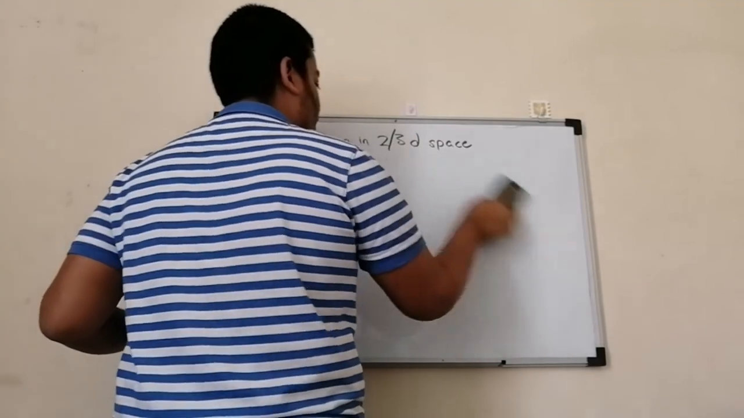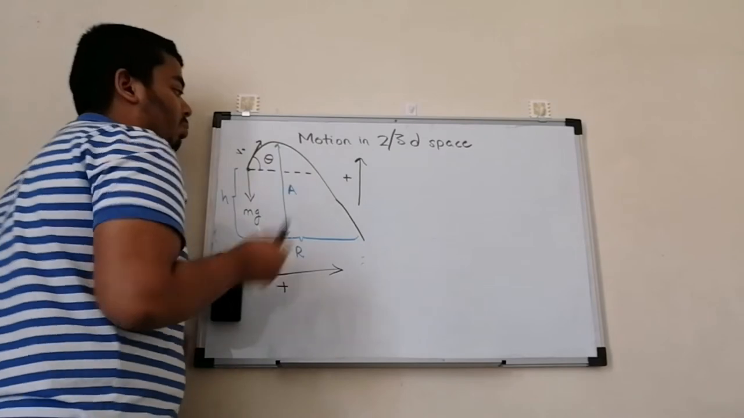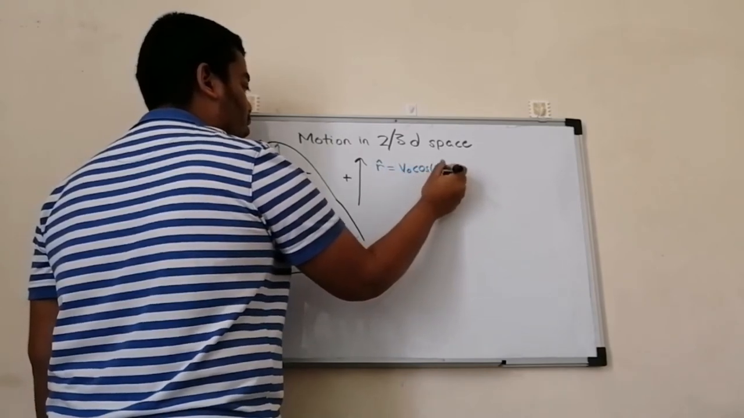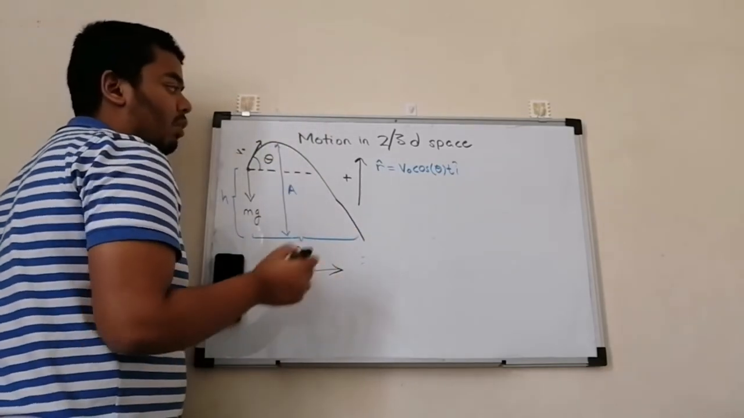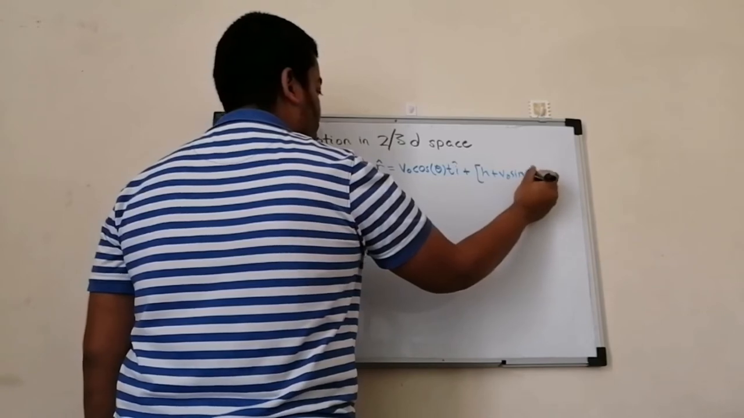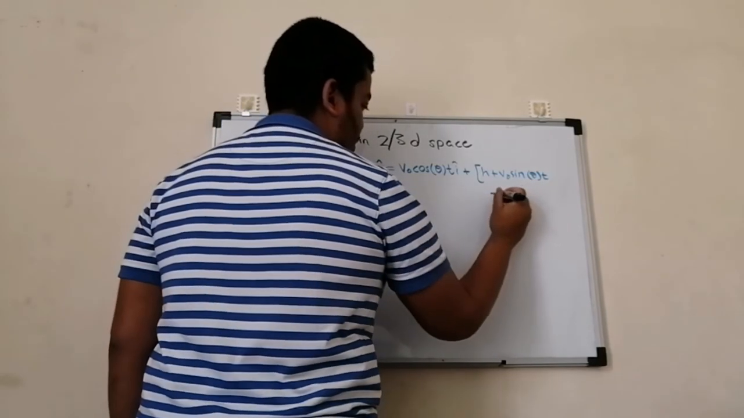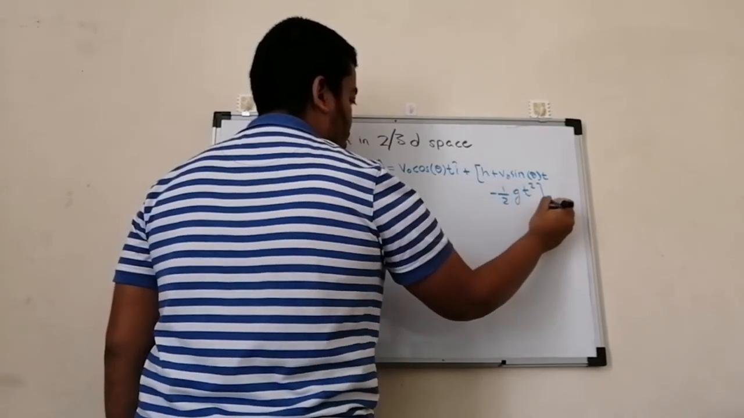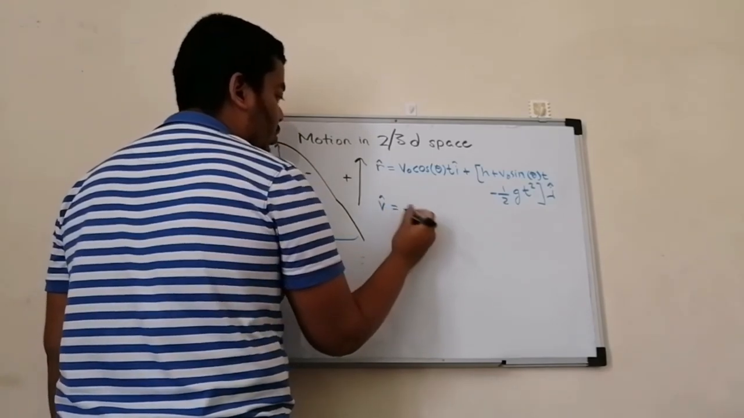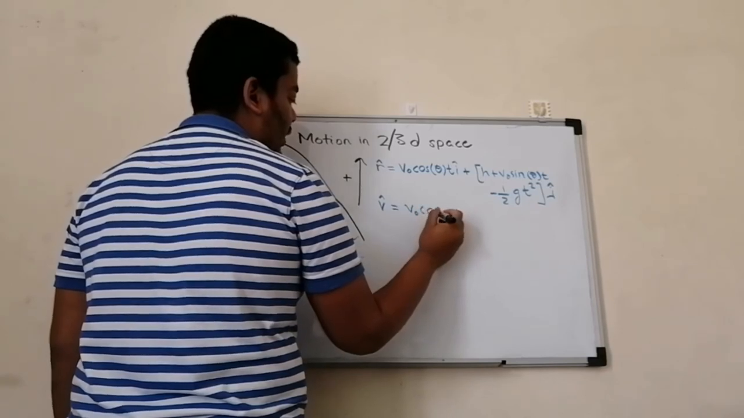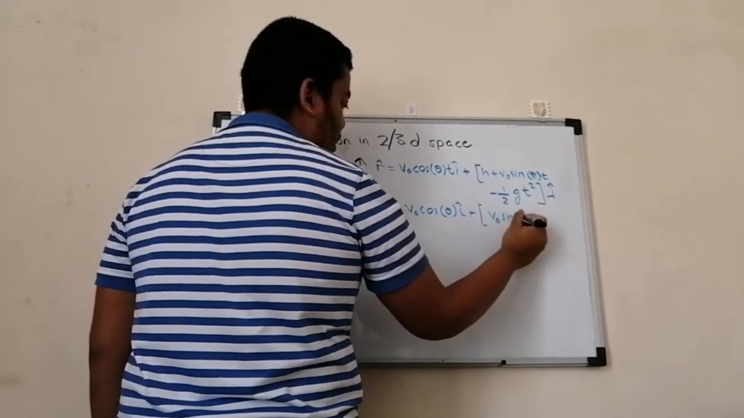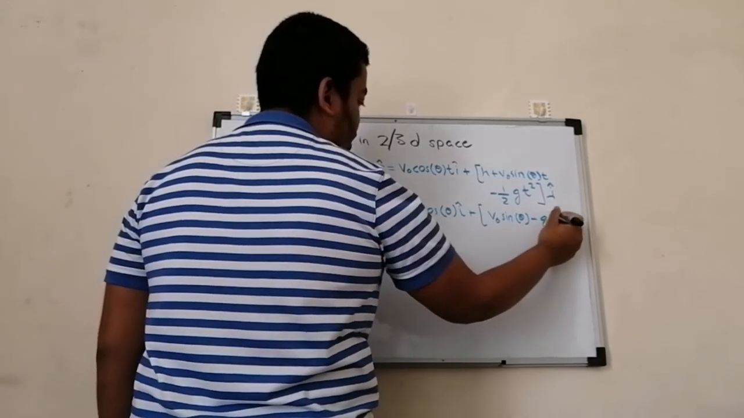So, if you guys remember, the position vector formula is given by V naught cos theta of t into I, and then the j component is given by h plus v naught sine theta t minus 1 upon 2 gt square j. Okay? Now, the velocity vector that we have found out is v is equal to v naught cos theta in the I component plus v naught sine theta minus gt as the j component.